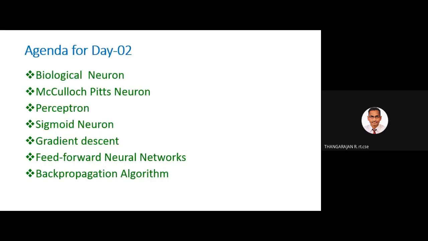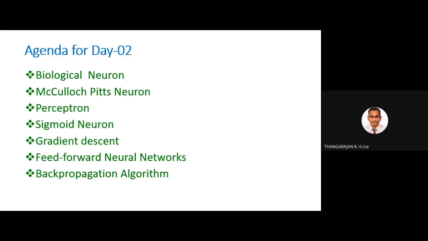The agenda for day 2 is the biological neuron. We have a short introduction to what a biological neuron is, and then we go to the McCulloch neuron and the perceptron. I have already talked about all these three in yesterday's class, but today we'll go a little deeper into the topics, because the better you understand these topics, the easier it will be to navigate to the higher concepts in the area of deep neural networks.